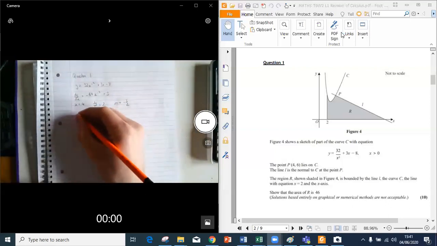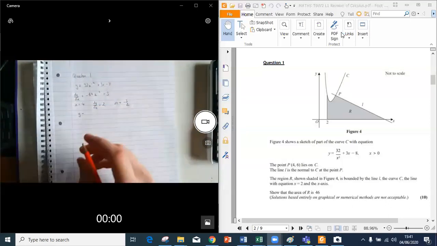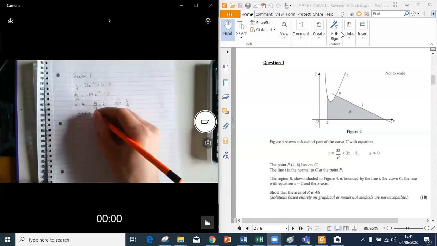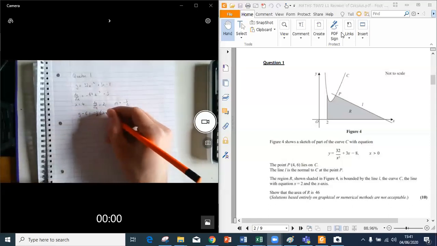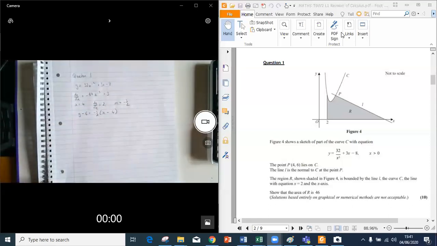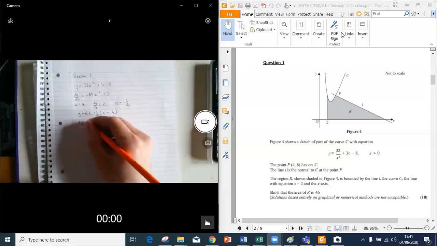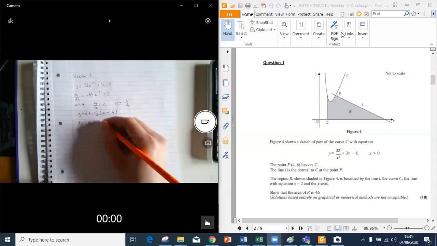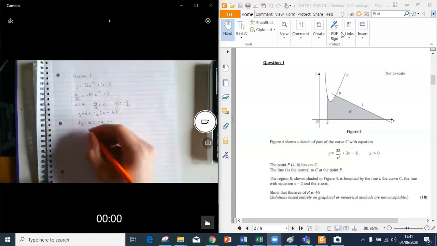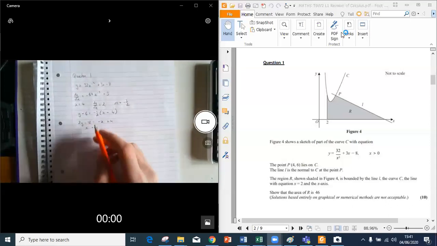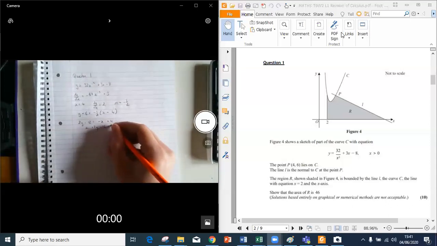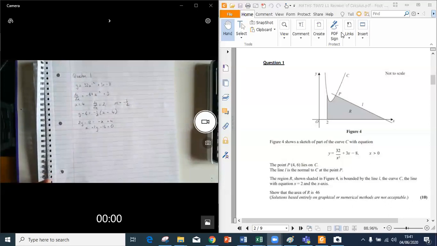So we can get the equation now by doing y minus y1. So y minus 6 equals minus a half times (x minus x1), which was 4. I'm going to times by 2 and expand by minus 1. Take everything to one side, so x plus 2y minus 12 minus 4 is minus 16. So that's the equation of the normal.